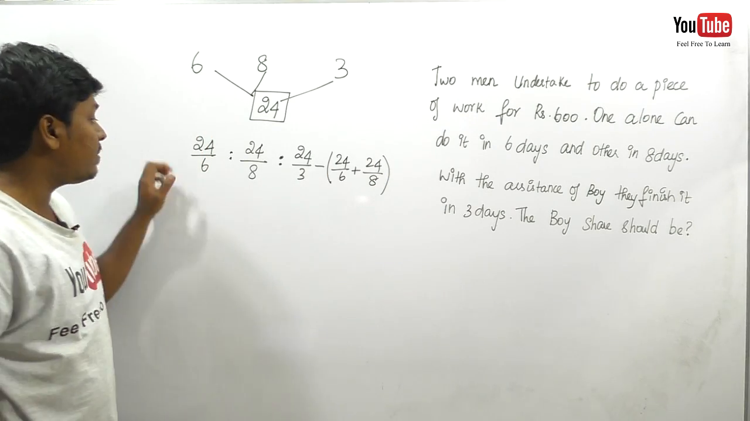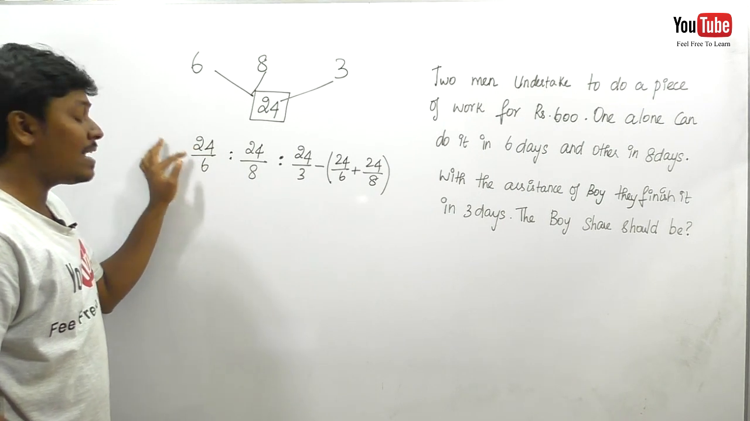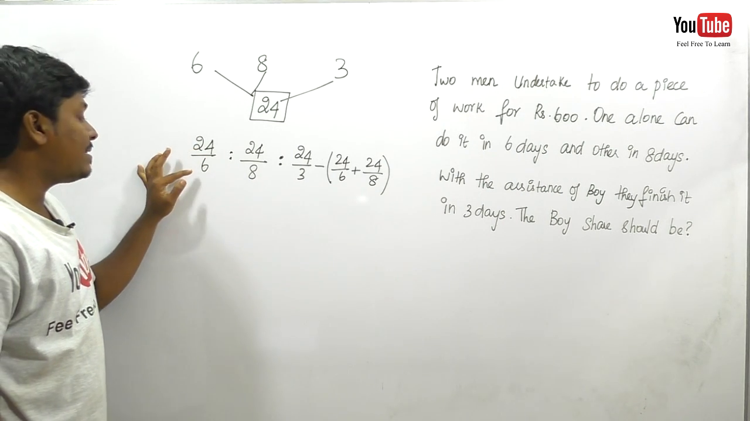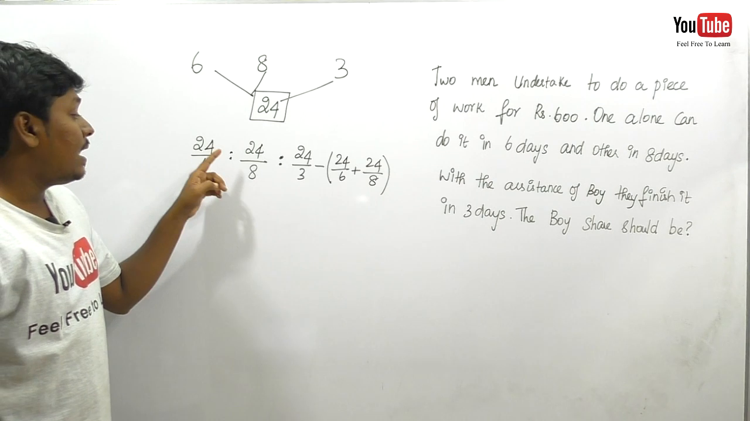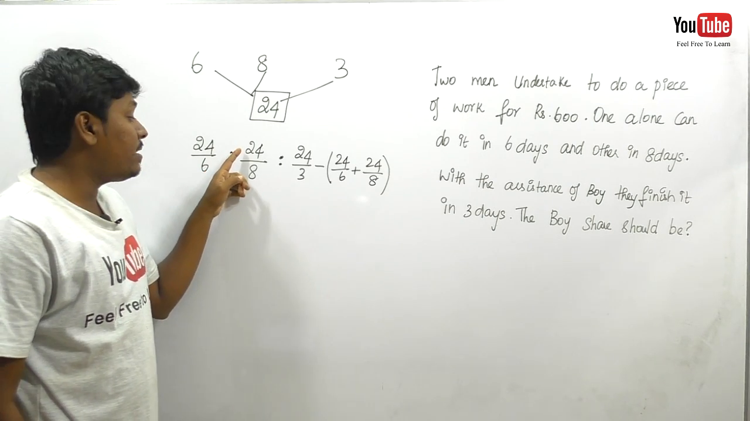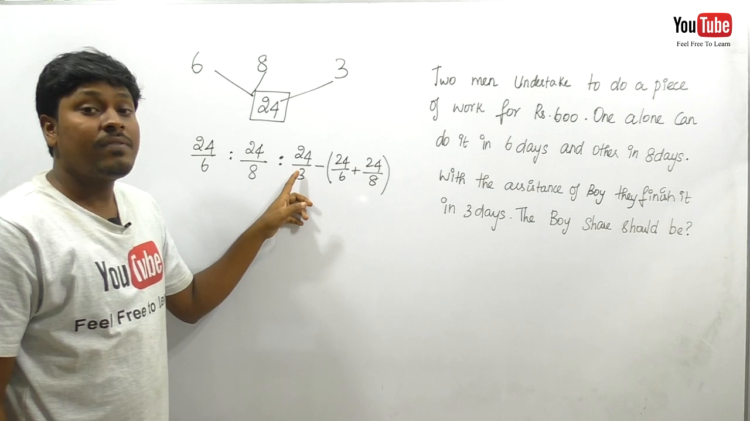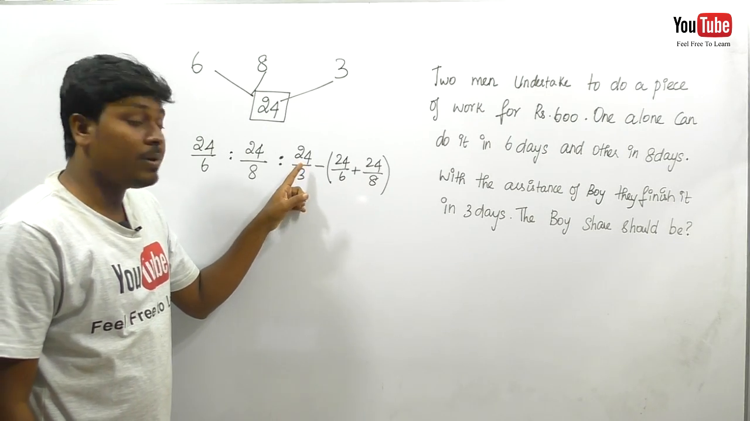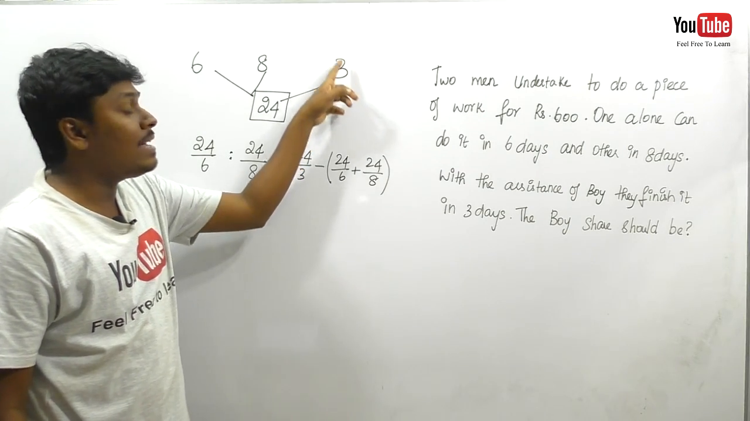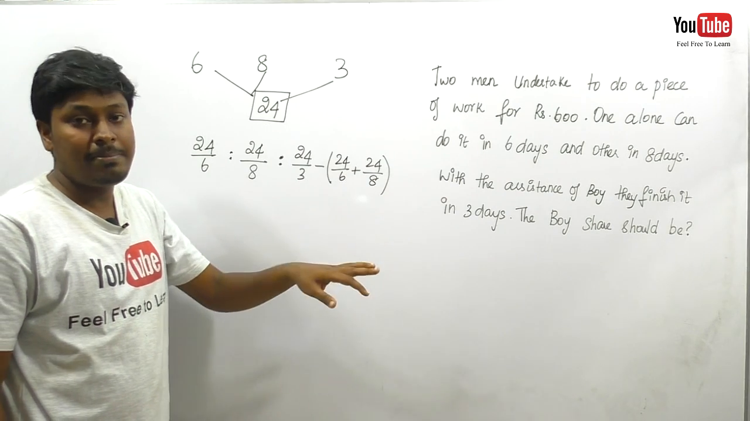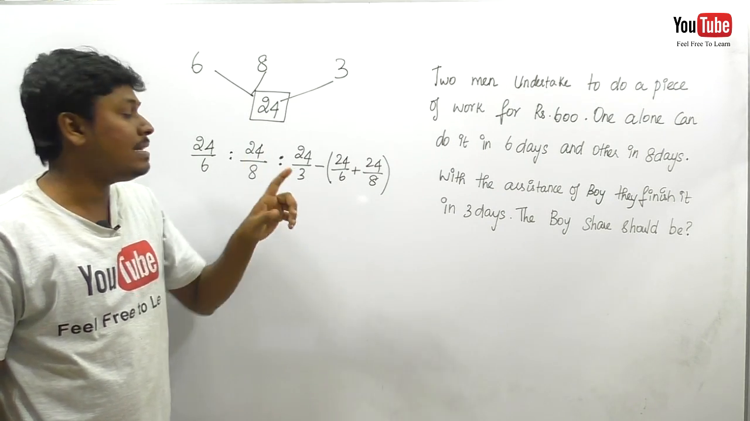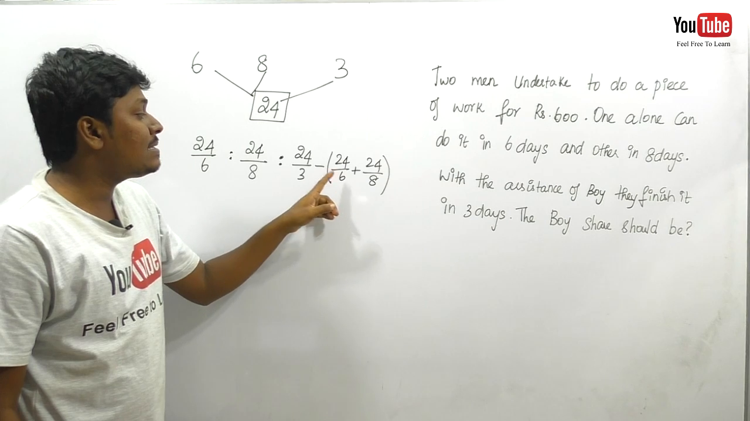Friends, understand the concept. 24, which I took by using the LCM method. So 24 by 6 is the efficiency of one man. The efficiency of the second man will be 24 by 8. But the efficiency of the boy, we need to calculate. Listen carefully, friends. These 3 days is the total work done by all the three. So we need to find only C. So 24 by 3 minus A and B.